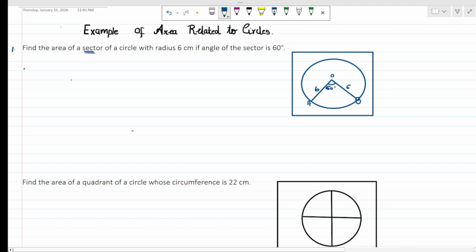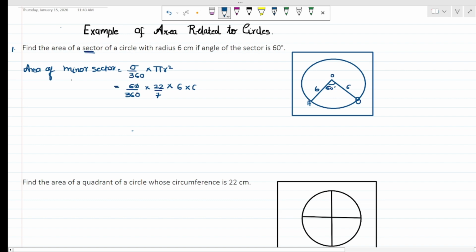What is the area of a sector? The area of a minor sector is equal to, as we studied earlier, theta upon 360 multiplied by pi r square. For this case, what is our theta? Theta means the angle, and it's 60 degrees. So you will write 60 by 360 times pi. As no pi value is given in the question, you will substitute 22 by 7, multiplied by r square, that means 6 square, so you can write 6 times 6.